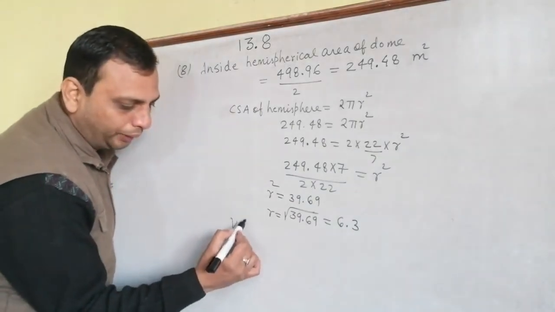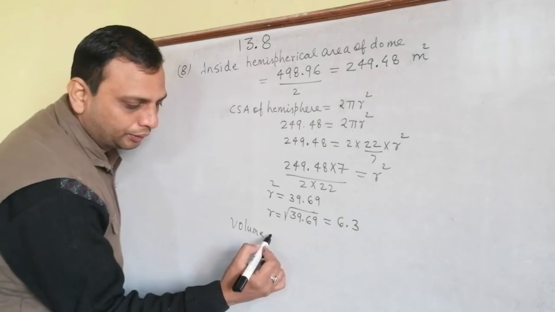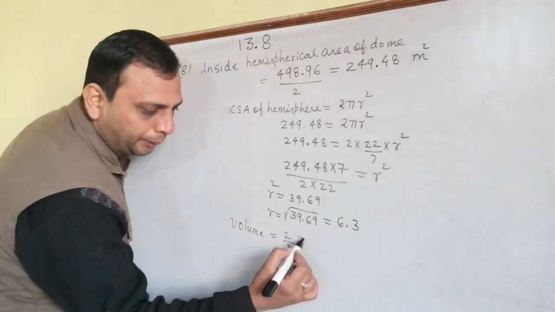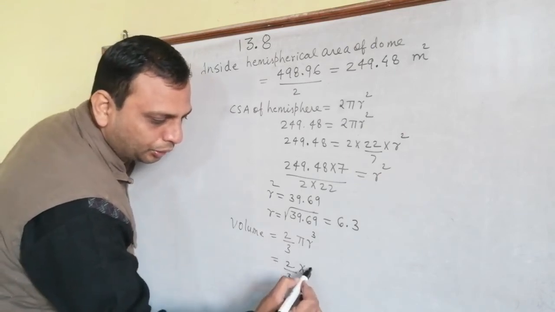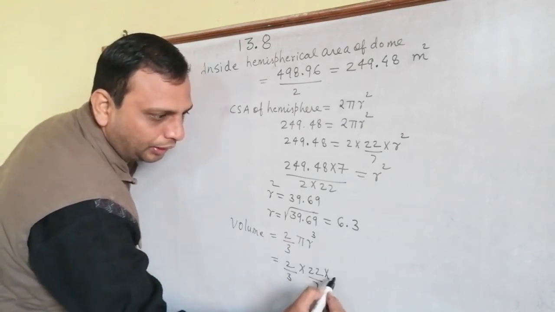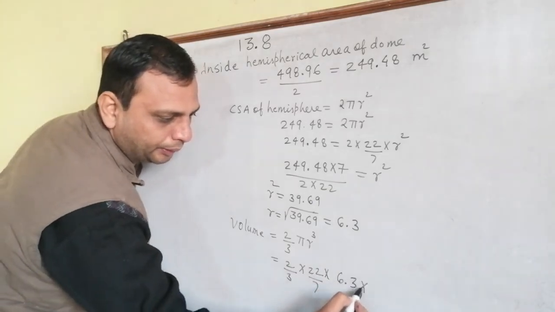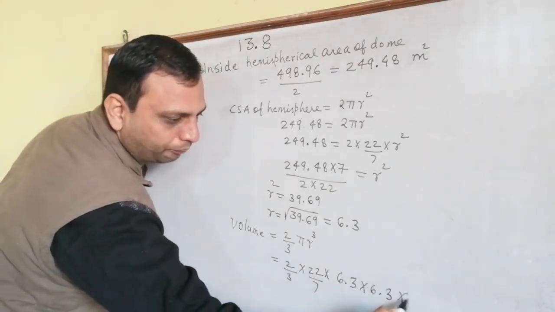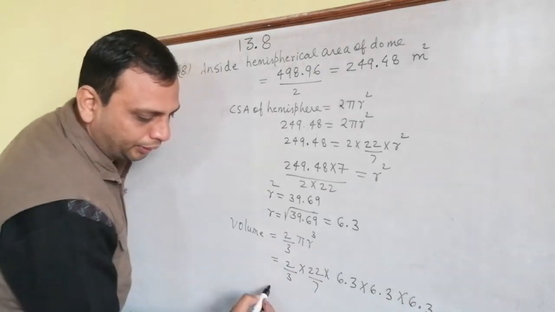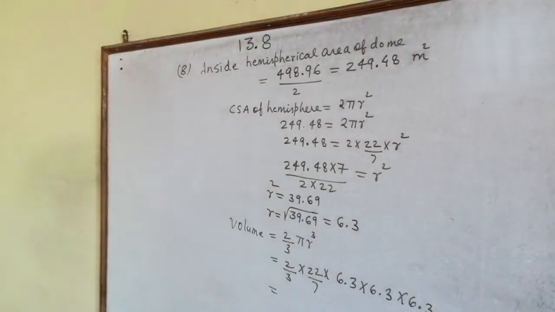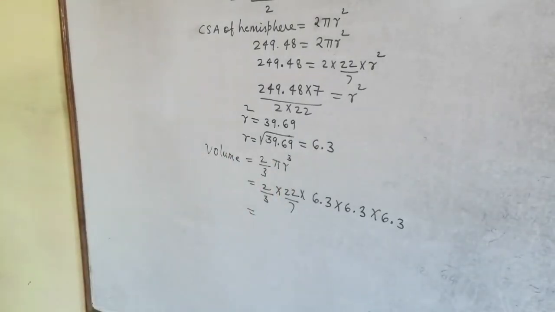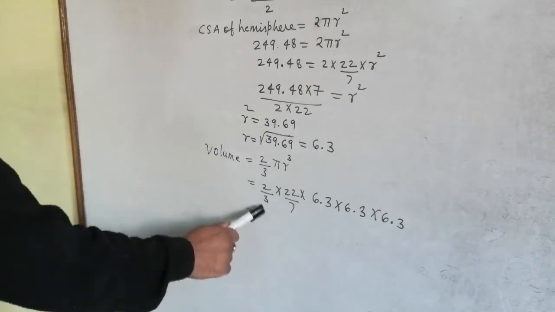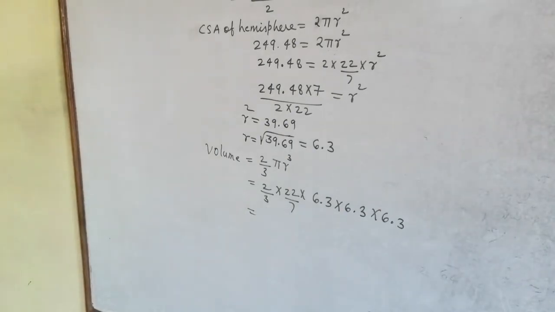So the volume of the dome, as it is in the shape of a hemisphere, is 2/3 pi r cube. So 2/3, pi value is 22/7, r is 6.3, multiply 6.3, multiply 6.3. So this value we have to solve. Now we got the radius, we have to find the volume of the hemisphere. So 2/3 pi r cube is the formula.